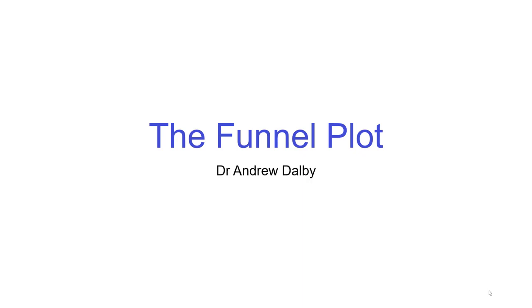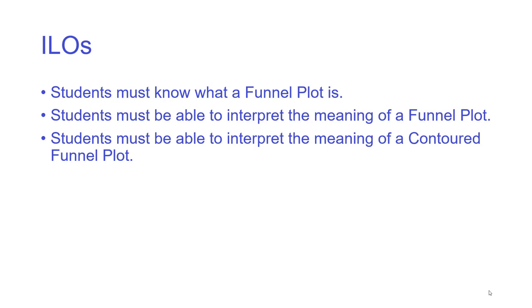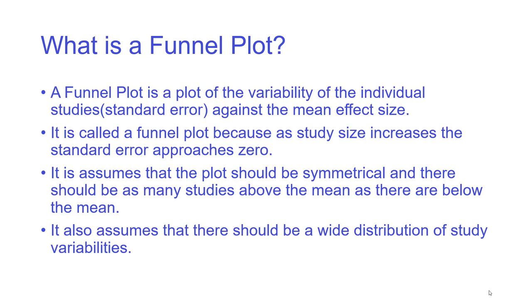The other important plot in a meta-analysis is a funnel plot. So it's important that you know what one does and that you can interpret the meaning of your funnel plot, as well as thinking about a contoured funnel plot. So a funnel plot tells you about the variability of the individual studies, their standard error, against the mean effect size. So why do you need to care about that?